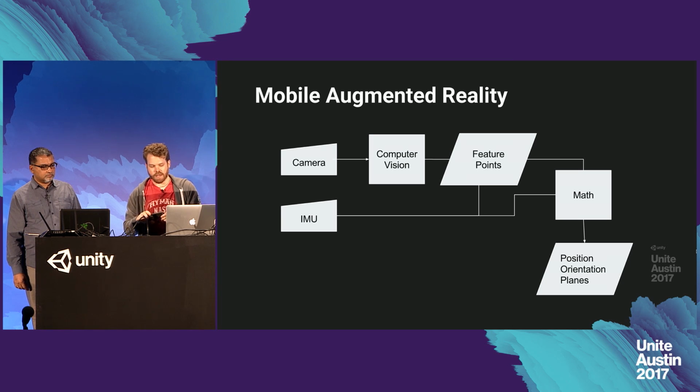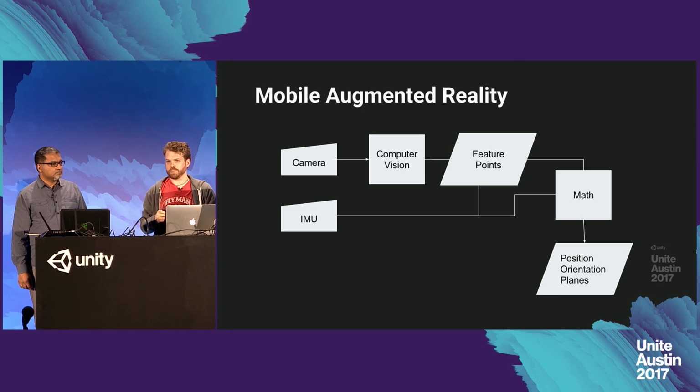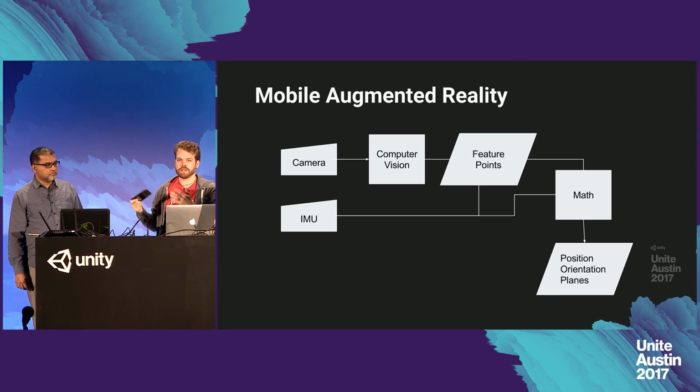Combine that with some math, and out pops the position and the orientation of the device, which we call a pose, as well as other information. You can use those feature points to identify things like surfaces, so planes, for example.